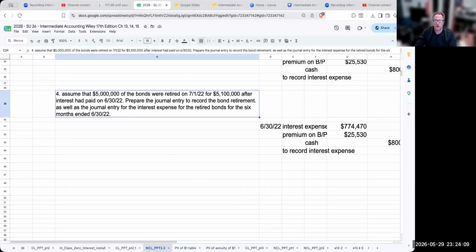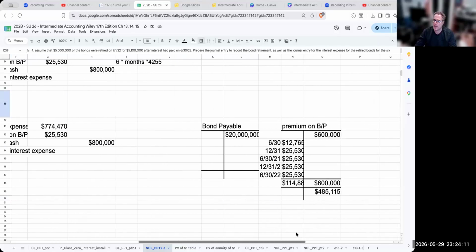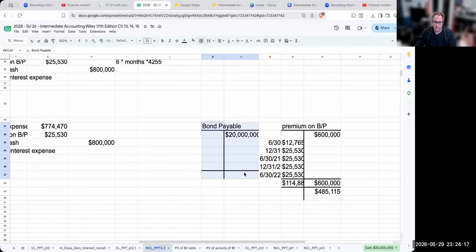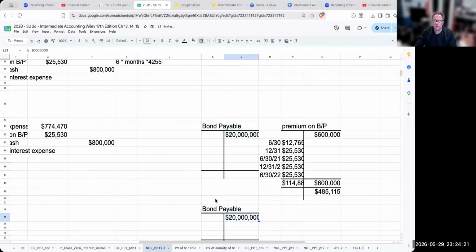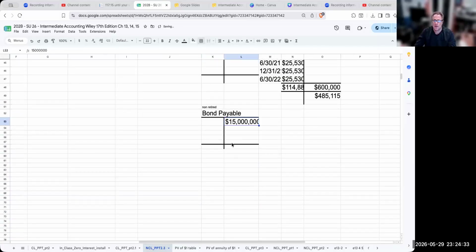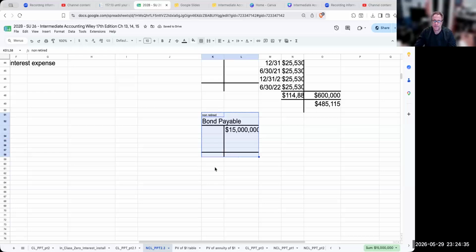Okay. Now, what I'm going to do to make my life a little bit easier is that I'm assuming that 5 million of the bonds are going to be retired. Okay, so what should I do? Well, right over here, I want to basically say, okay, I'm going to split up my bond payable to non-retired. Okay. And this is going to be 15 million. And then I want to do retired.